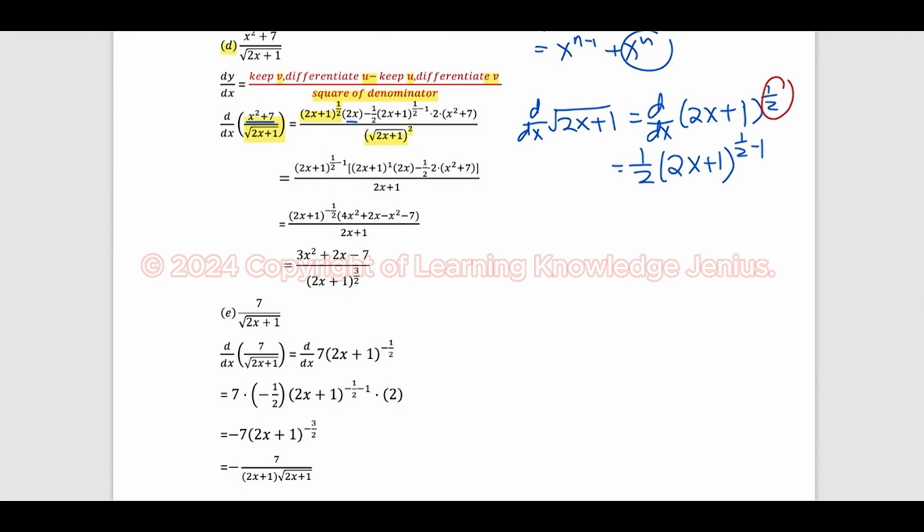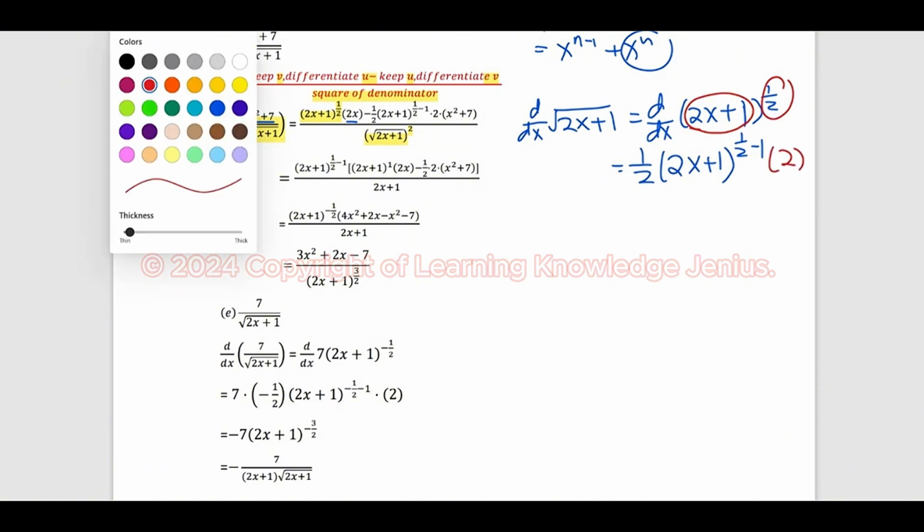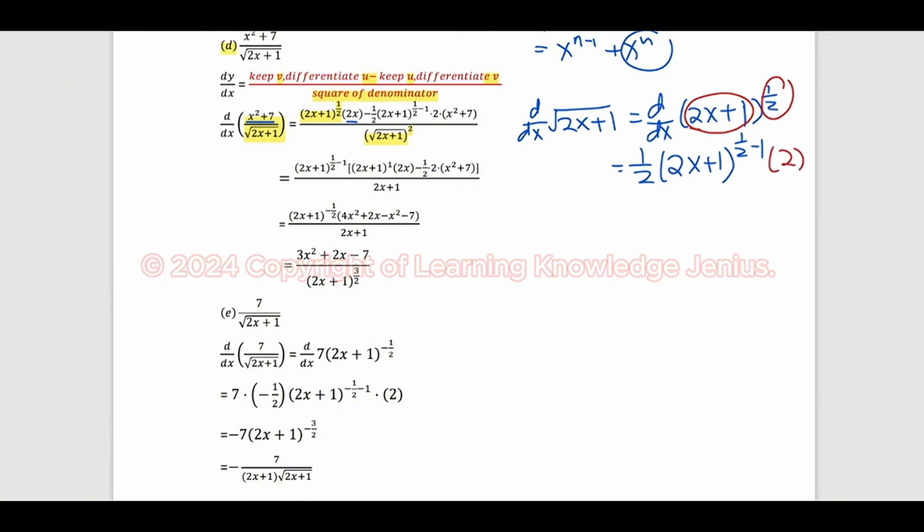Next, you're going to differentiate the inner part, which is the content here. Differentiation of 2x plus 1 is 2. So this is what you will get for the differentiation. You see, I have already written it here. So this is the differentiation of the denominator. Then next I will keep the numerator. So this is how it works.